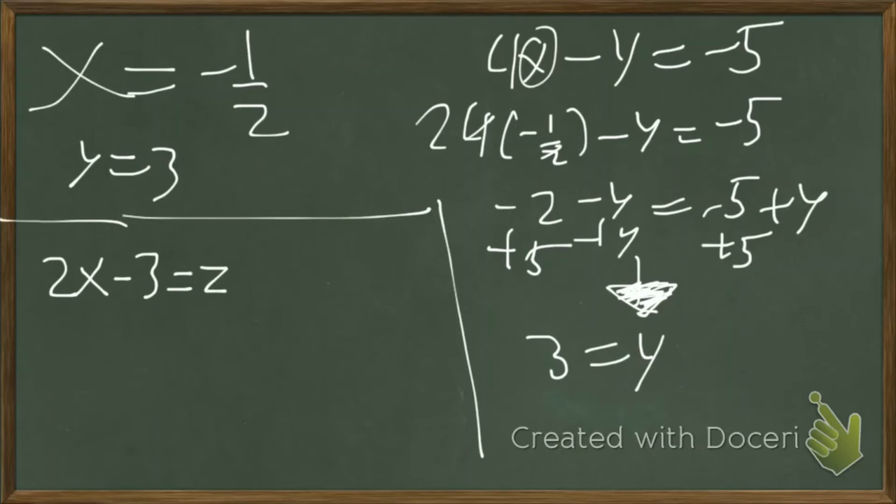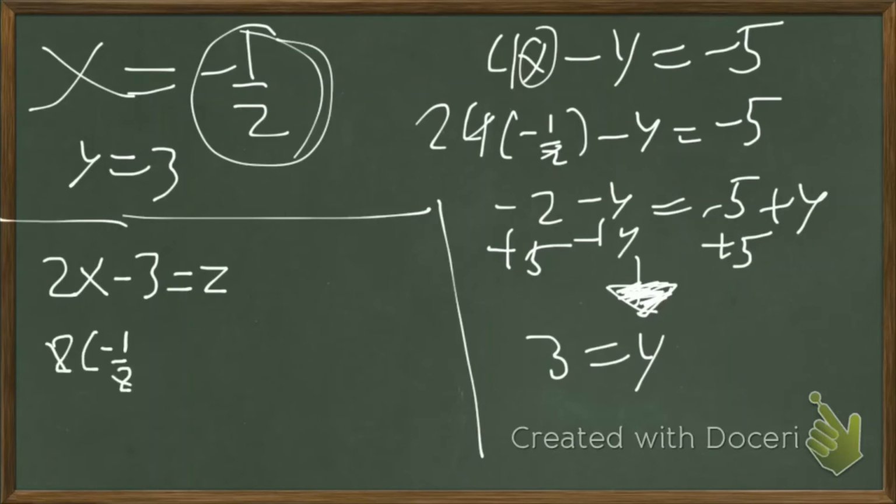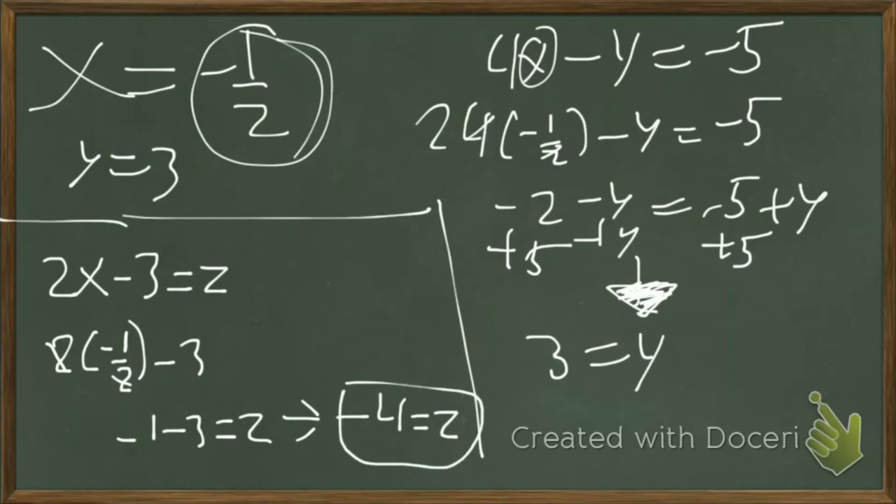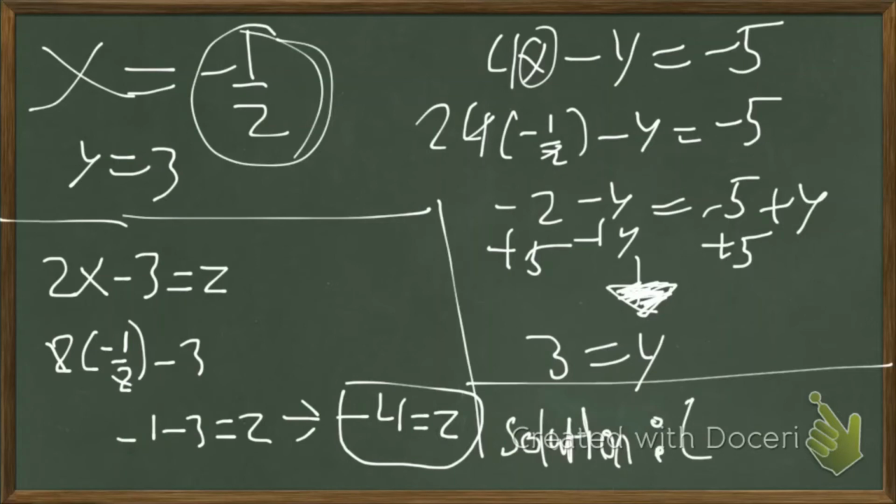Let's substitute this x inside, which is negative half. So 2 times negative half, the 2 and 2 cancel, minus 3, and we're left with minus 1 minus 3 equals z, and this becomes minus 4 equals z. So now the solution is (minus half, 3, minus 4).